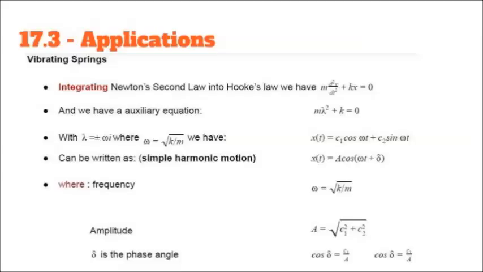We can replace it with cosine and sine, where we have x of t equal to c1 cosine omega t plus c2 sine omega t. Then it can be rewritten as x of t equal to A cosine of omega t plus delta, and this is the equation known as simple harmonic motion.